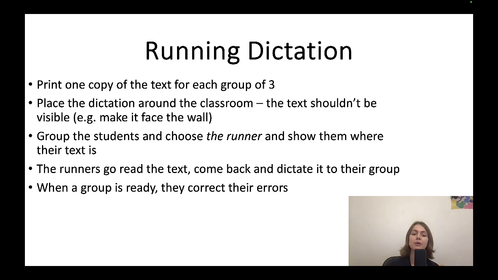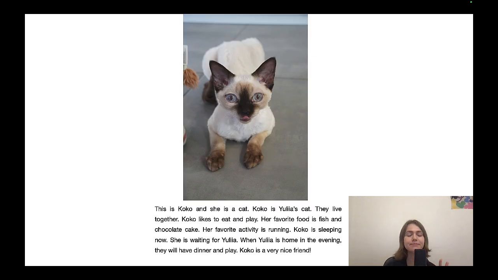Right. Now, here's a little example of what I did with my young learners about 3 years ago, maybe. Just a little text about my cat. And the runners could see the whole thing with the picture and the text, but then the people writing only had the picture. So then they had to complete the whole thing with the text.